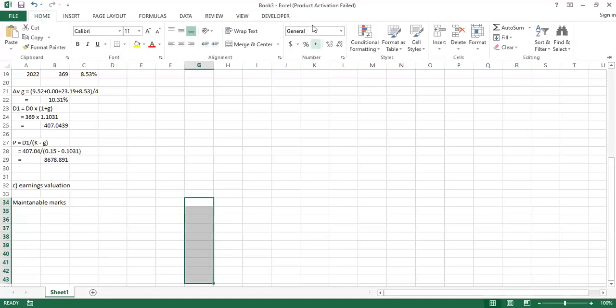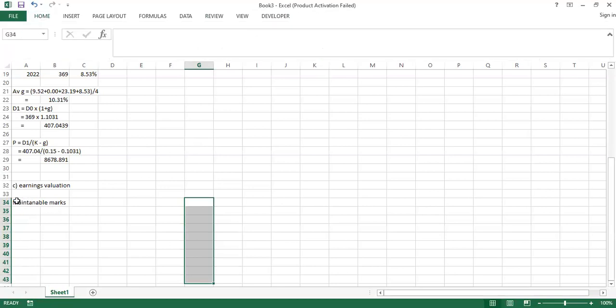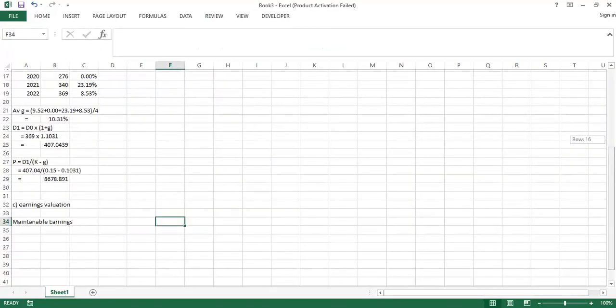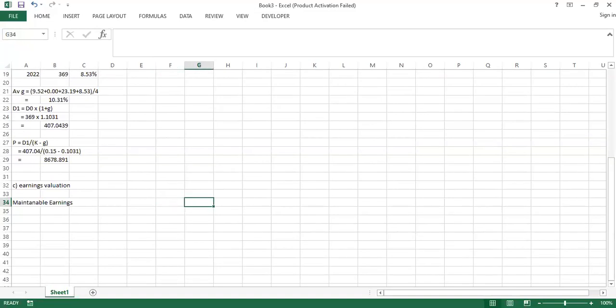So in answering these questions, ask yourself, what are you looking for? What's your intention? I already made my intention clear now. Two items that I need: maintainable earnings. Sorry, it should be earnings. Why did I say marks? Maintainable earnings. And then after you've calculated your maintainable earnings, you basically want to get your price earnings multiple.